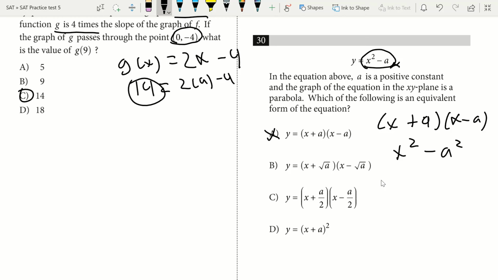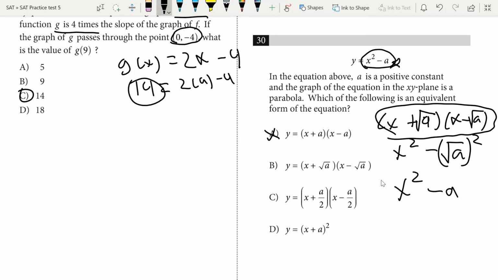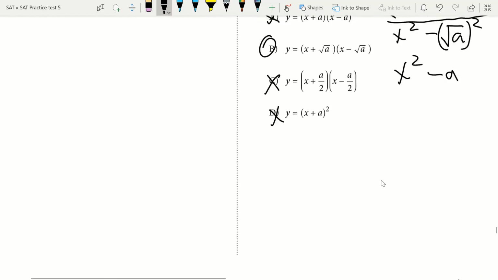Well, I know A is just A, right? So if I want this, what I'd actually have to do is get the root of that. So I have to actually have x plus the square root of A times x minus the square root of A. Because when I do that, then I get x squared minus root A times root A, right? Root A times root A is the same as root A squared. So then I get x squared minus A. So we can see our equation then will be x plus the square root of A times x minus the square root of A, right? Difference of perfect squares.